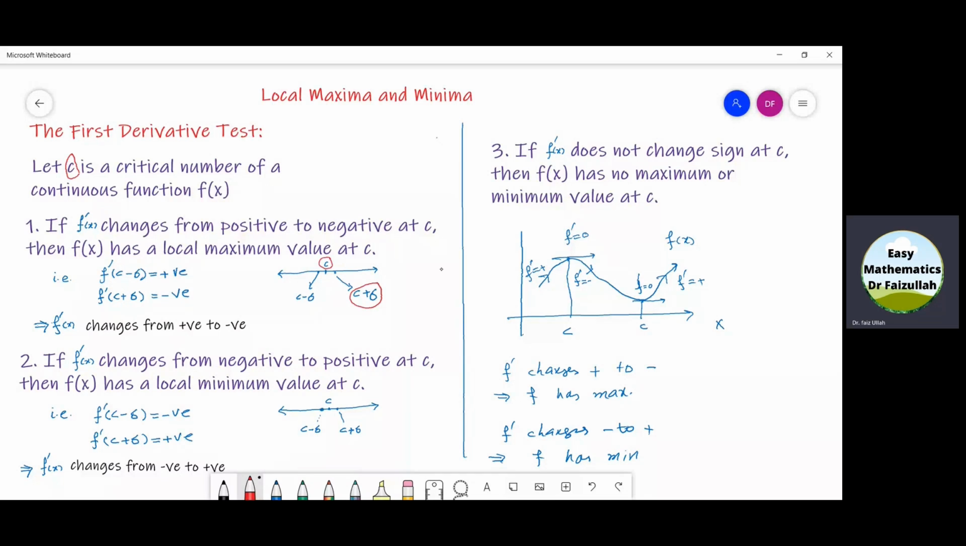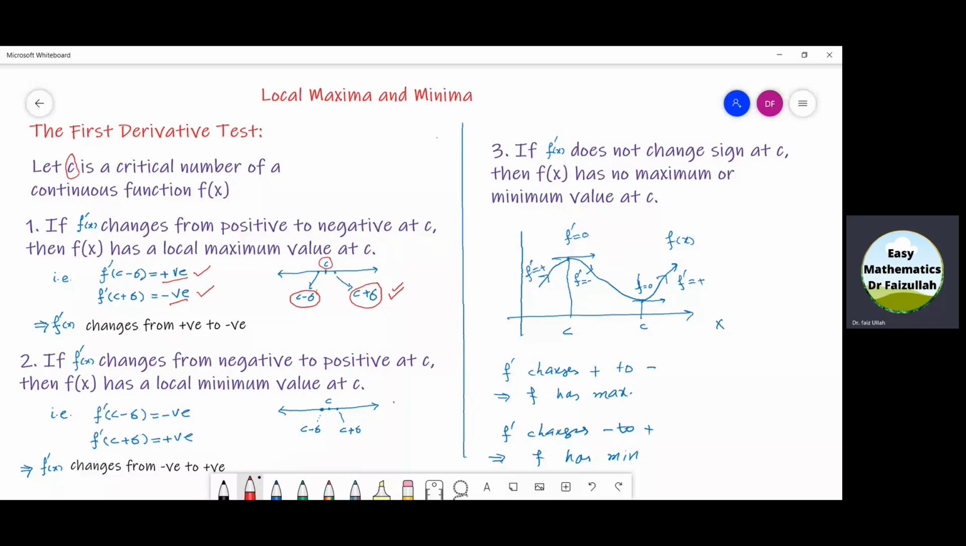So put a number which is a little less than C in f dash and look at the sign, if it is positive. Then put a number which is a little greater than C in f dash and again look at the sign. If the sign of f dash changes from positive to negative, it means that f of x has a local maximum value at that point.